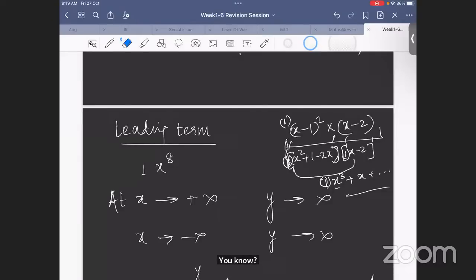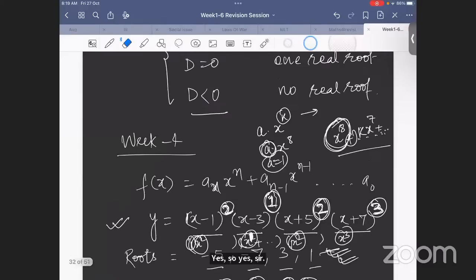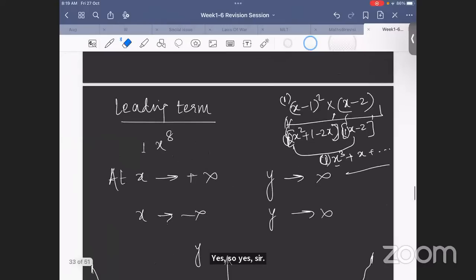Then a won't be 1. How can a be 1? Yes, this will be 2, right? Nobody is going to ask you the coefficient value exactly. Why did I ask this? Because everywhere it was 1, so it was simple.